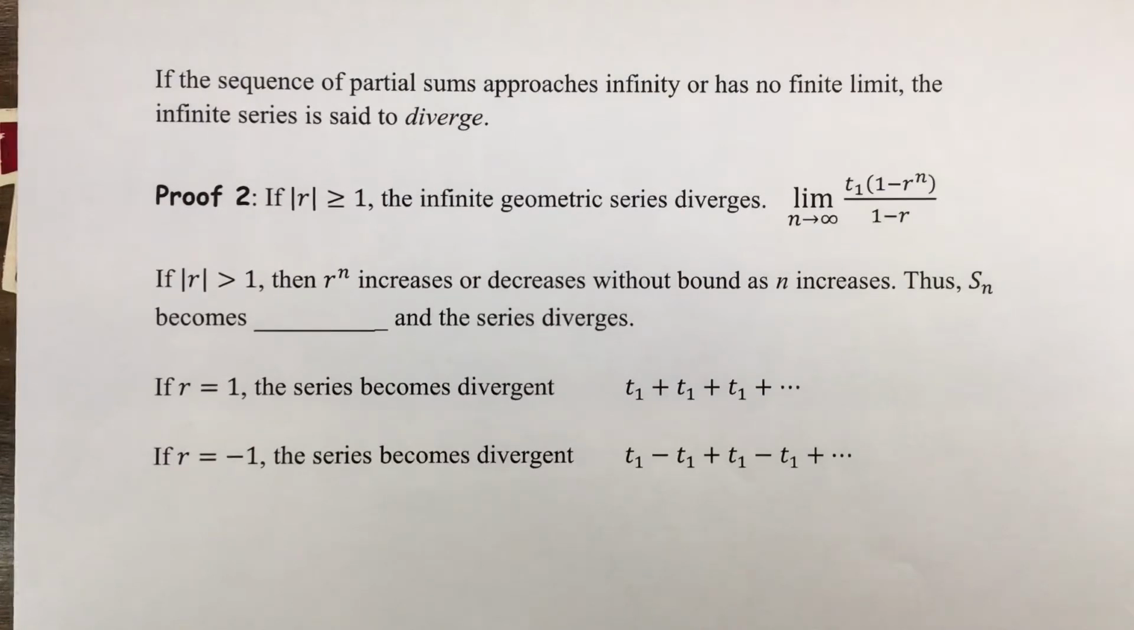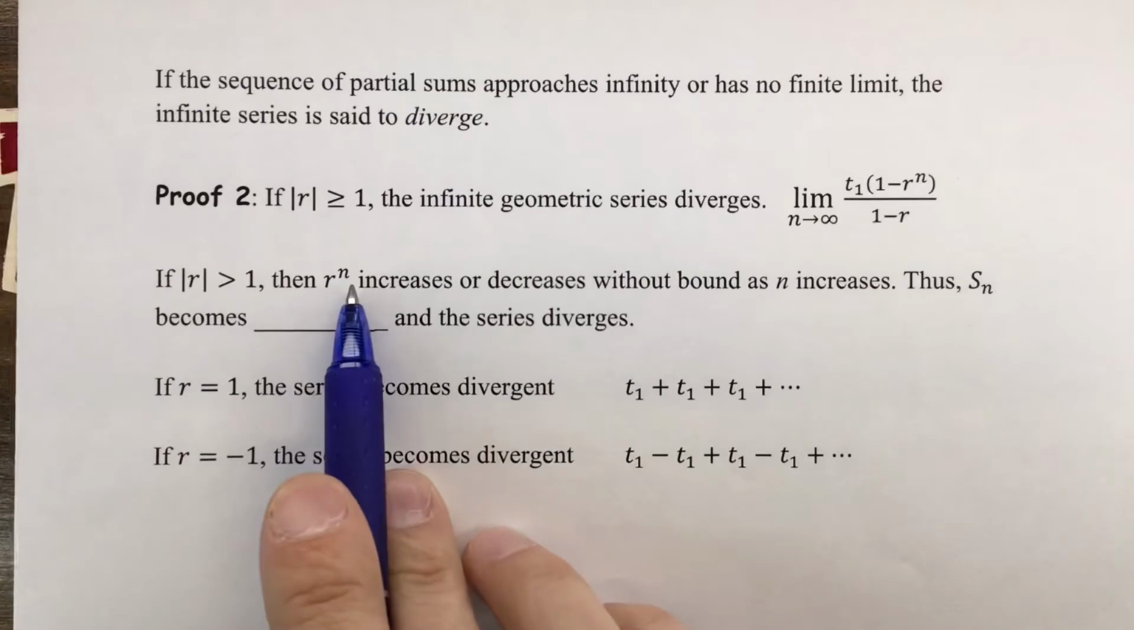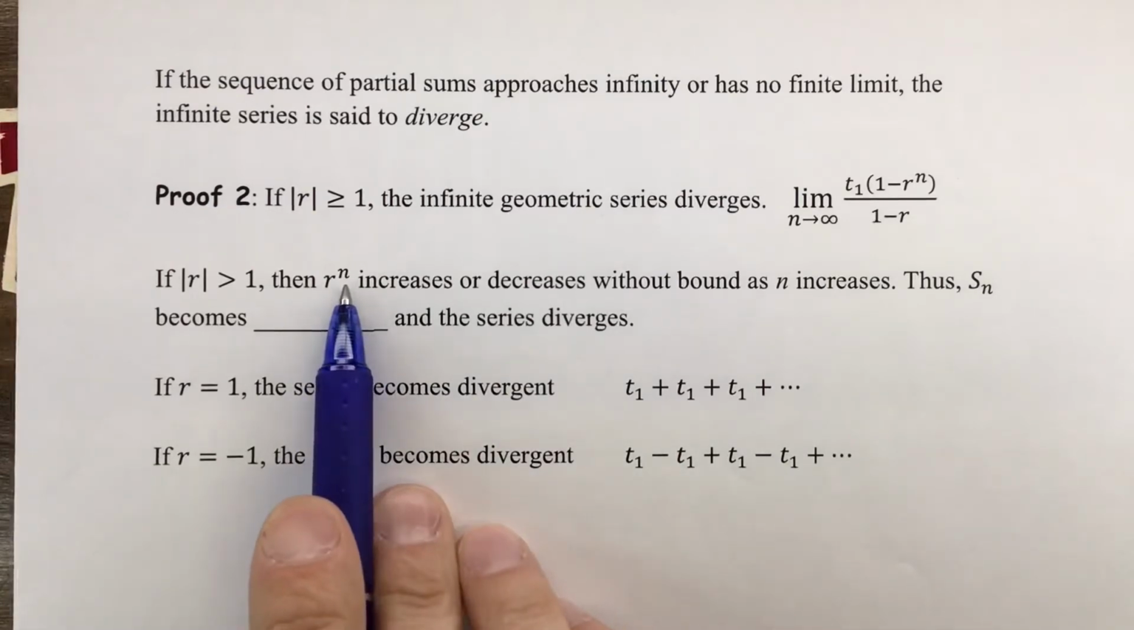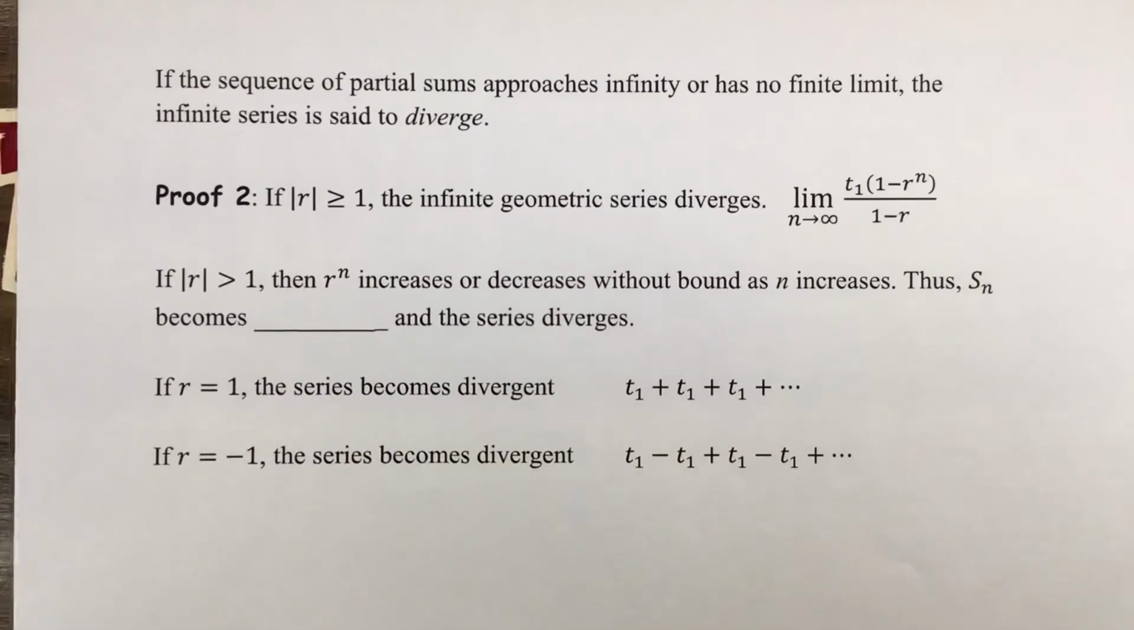If r happens to be a value like negative 2, and you're raising it to a power, it continues to get larger and larger as well. Of course, it's going to flip-flop between positives and negatives depending on your exponent. If it's an odd exponent, it's going to be a negative number. If it's even, it's going to be a positive number. But it's still going to keep getting bigger and bigger.